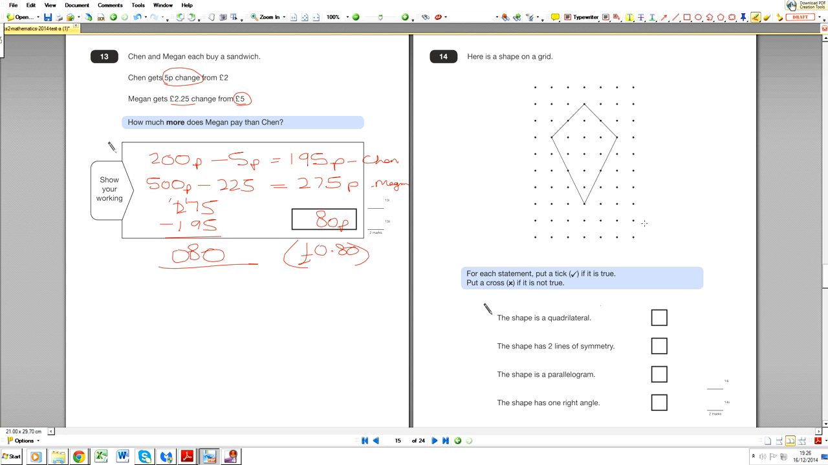Here is a shape on a grid. Put your hands up if you can identify the shape. The shape is called a... Okay, it is a kite. Quadrilateral is a general name. Okay, the shape is a quadrilateral, which is correct. We'll take that one. Yay, got it right. Quadrilateral means any four-sided shape. The shape has two lines of symmetry, and the answer is no.